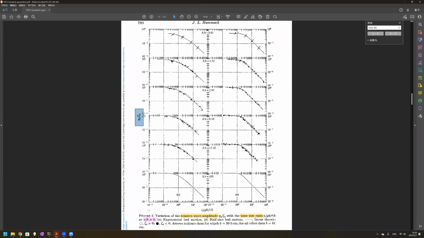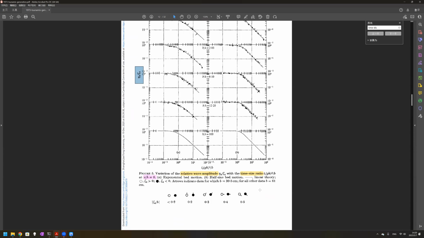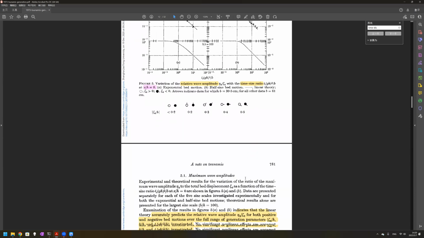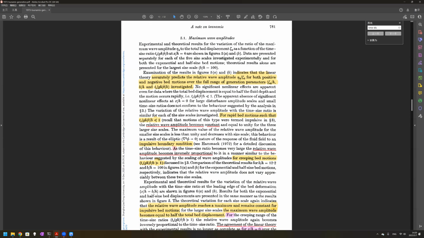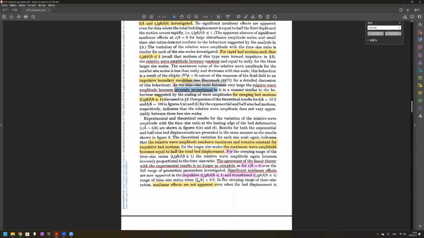For small time size ratios, which means impulsive, we have the relative wave amplitude being constant. As the time size ratio grows, it becomes inversely proportional, and the experiments agree with the theory, which is described here: constant and inversely proportional.